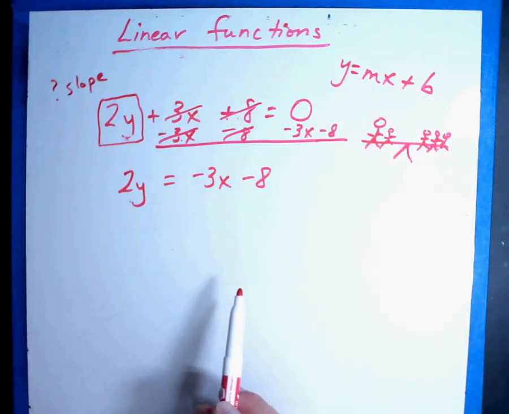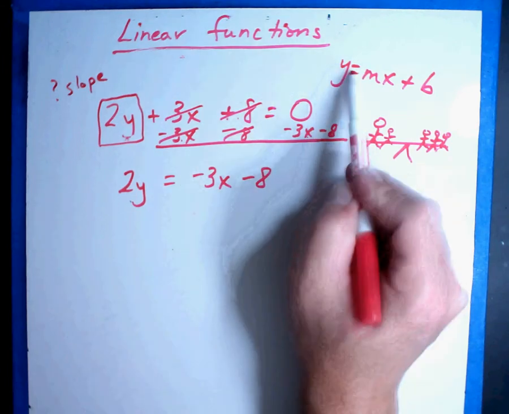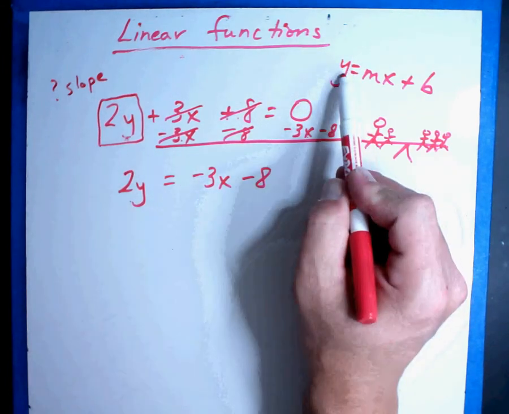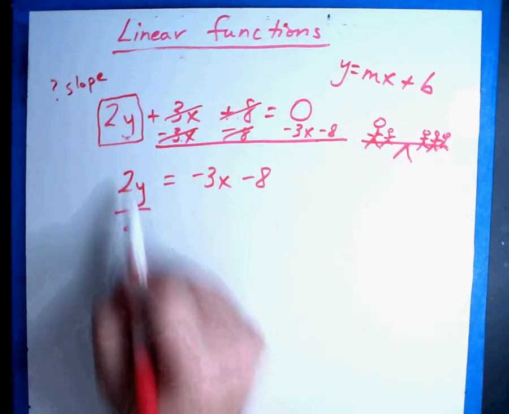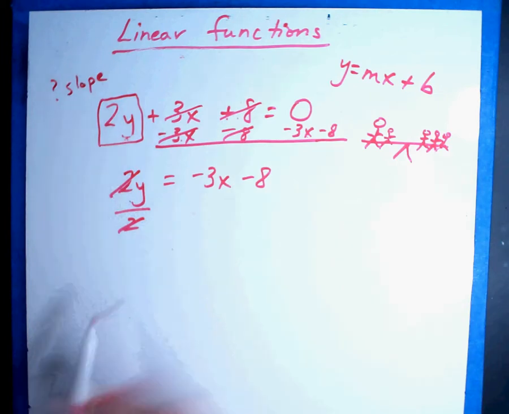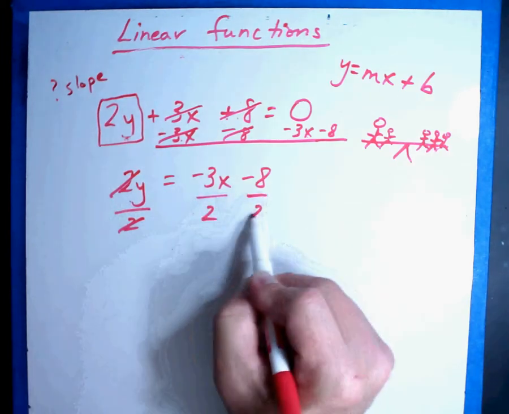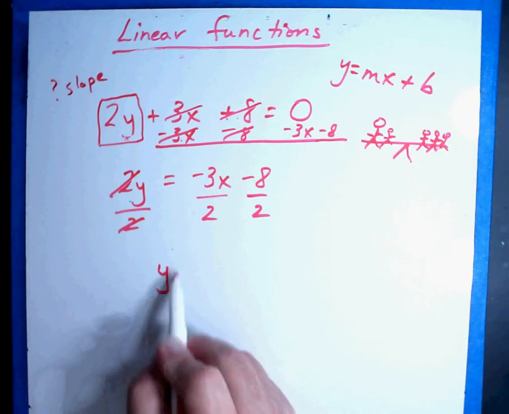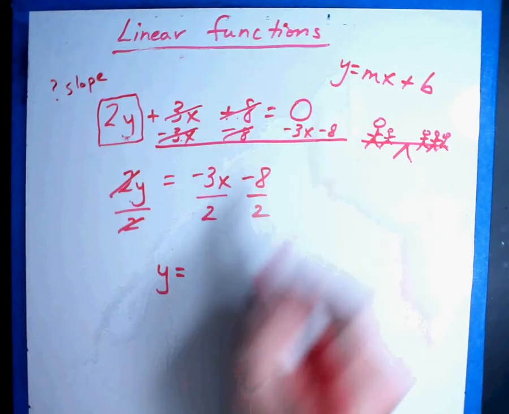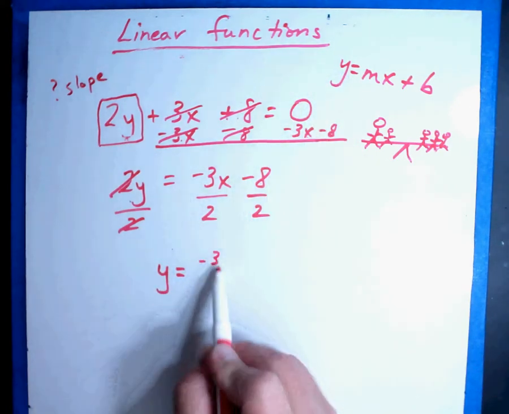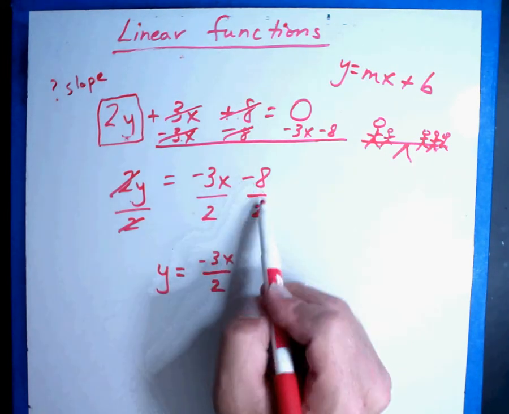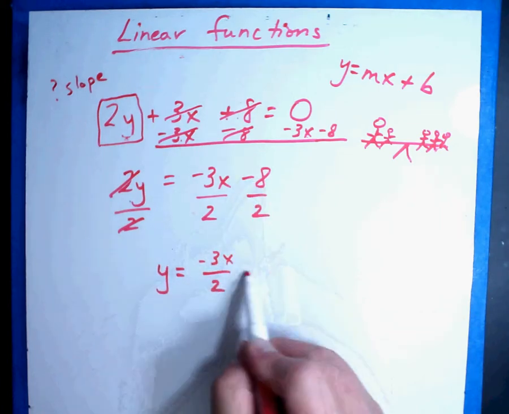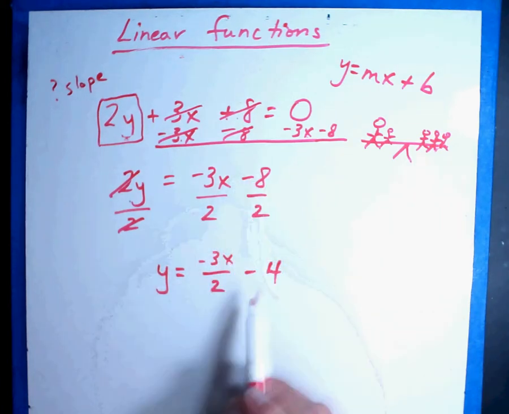Now the formula says y equals, not 2y, but y. So that means I've got to get rid of the 2. Well, it's multiplying right now, so I'm going to divide to get rid of it. So I'm going to divide this by 2, and I'm going to divide this by 2. So y equals, let's see what's left. Negative 3x divided by 2. And what's negative 8 divided by 2? 8 divided by 2 is 4, and a negative divided by a positive is a negative. And so my answer is right there.